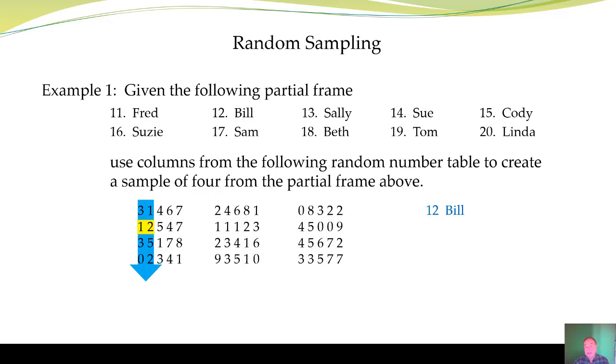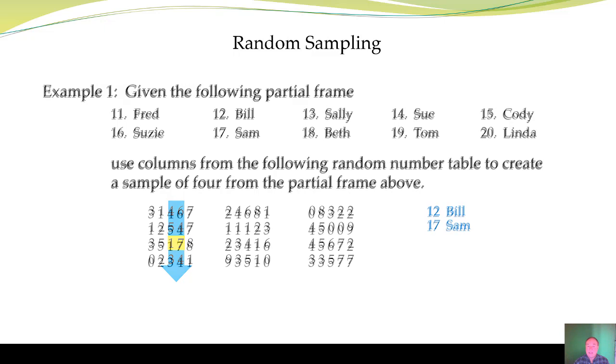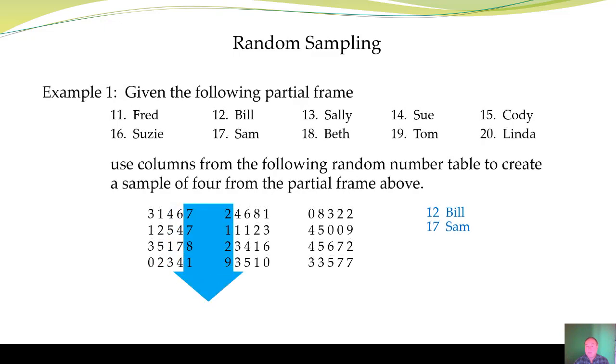Now I move over to the next 2 columns. So 46, 54, 17, 34. Well, 17 is in my frame, so Sam is in my sample. Now I want to take the next 2 columns, but you notice I have to split the gap. So it's 72, 71, 82, 19. In this case, 19 is in my partial frame, so 19, Tom, is in my sample.